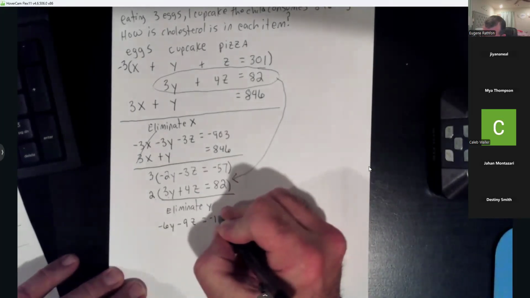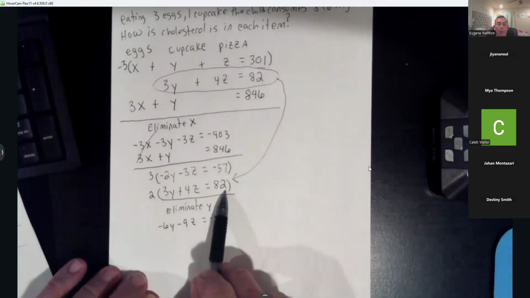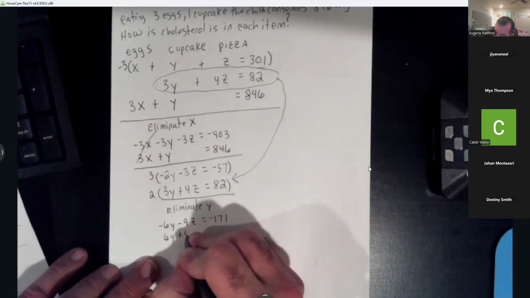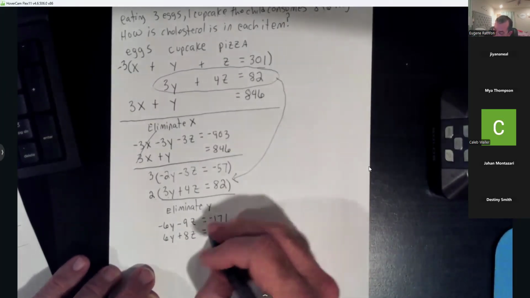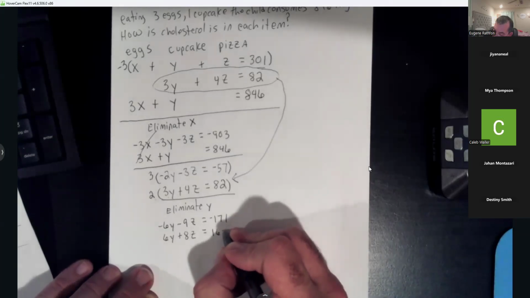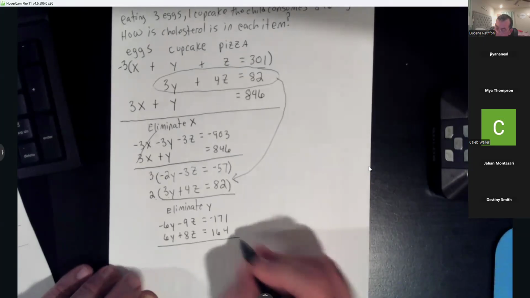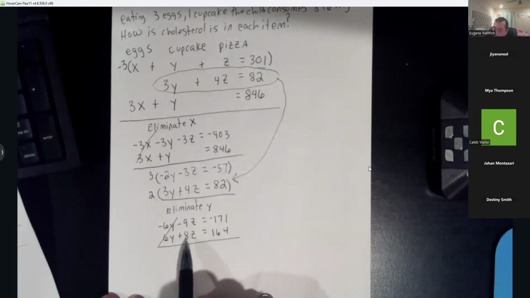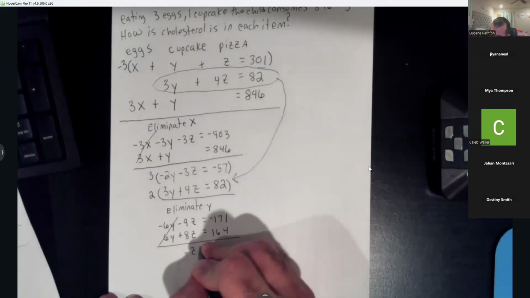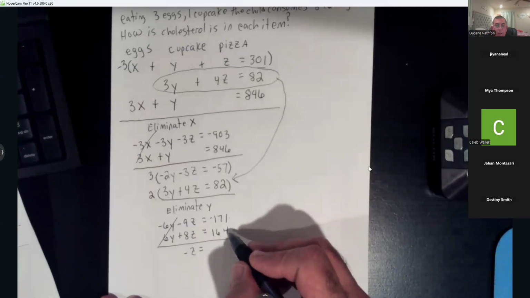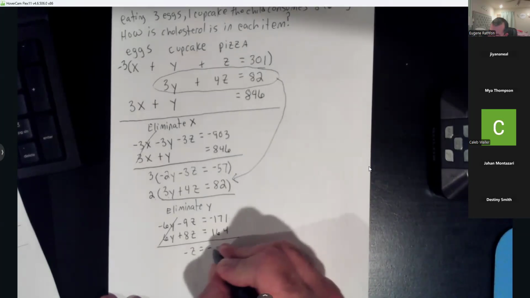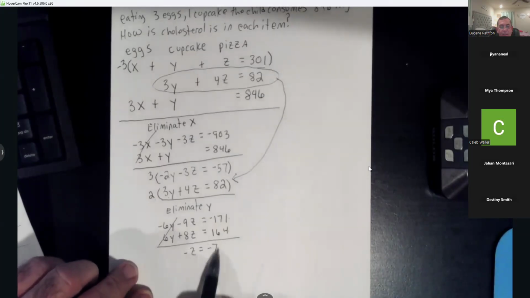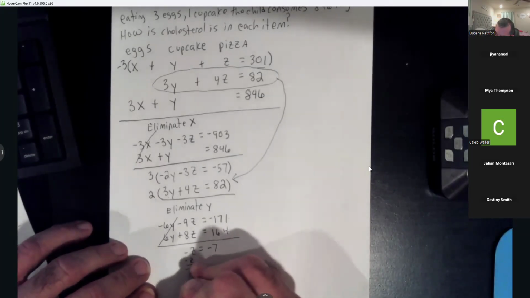gives me -171. I'm going to multiply this row by 2, so I get 6y plus 8z equals 164. Oh, y'all, look at that. The y cancels. -9 and 8 give me a -z. -171 and 164 give us a -7. So we got one step to solve for z, and that's to divide by -1.